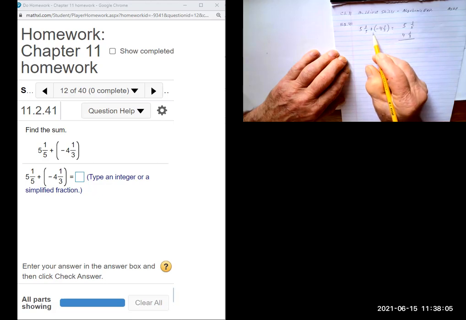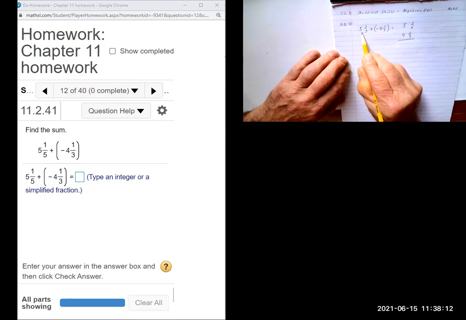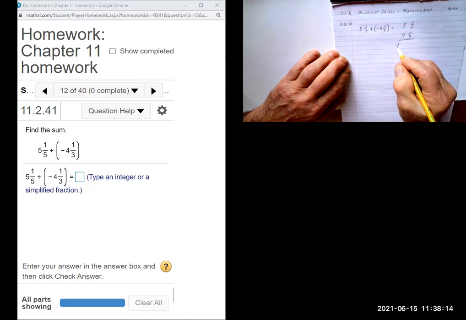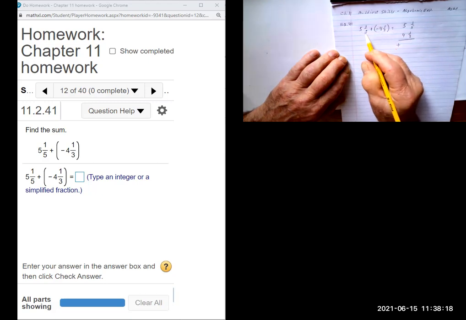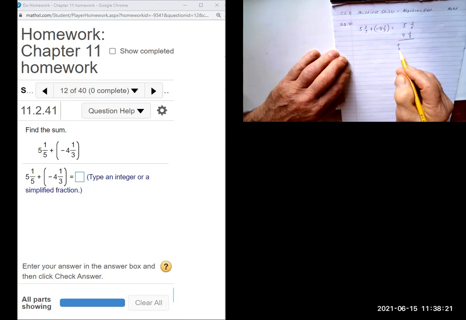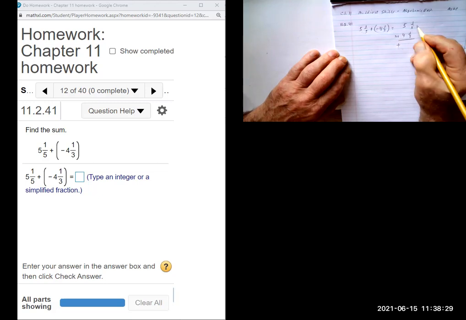And I know that when I add unlike signs, I take the sign of the larger number, and the larger number is positive. So I know the result is going to be positive, but really what I'm doing is taking away this number from this number, but the overall sign is positive. So I'm just going to write up here a subtraction of these quantities, but the end result is going to be positive. We need to change 1/3 and 1/5 into equivalent fractions with the same denominator.